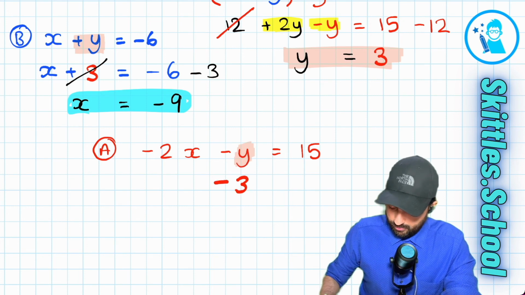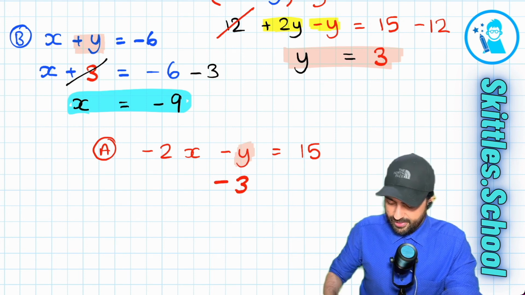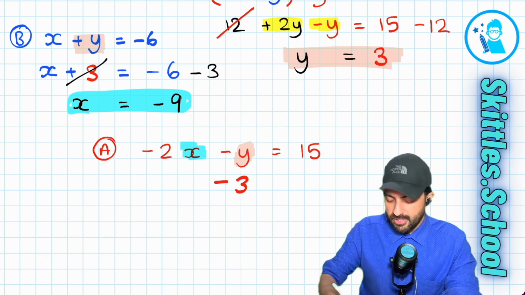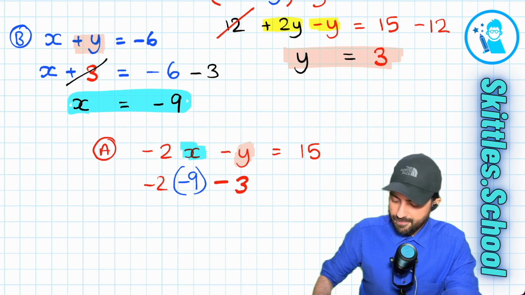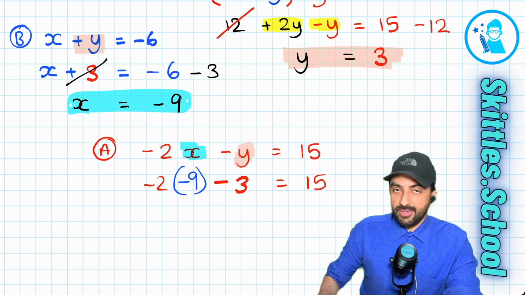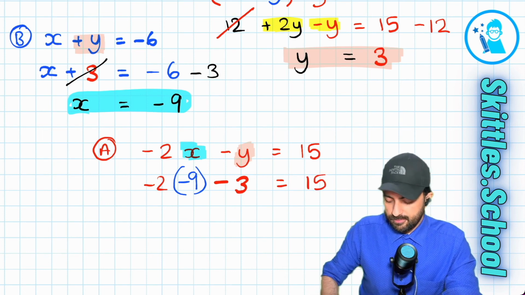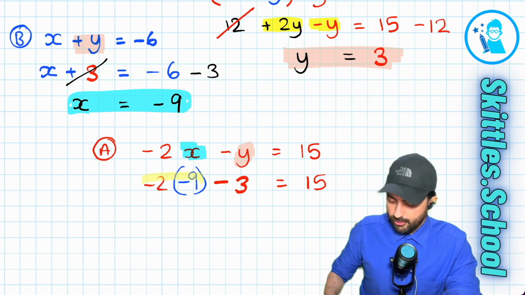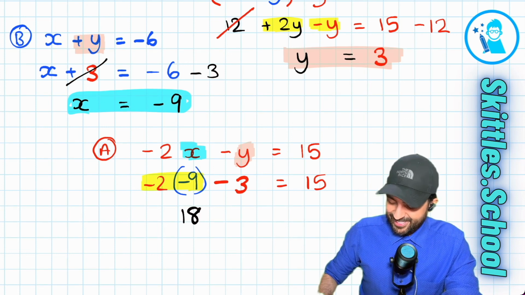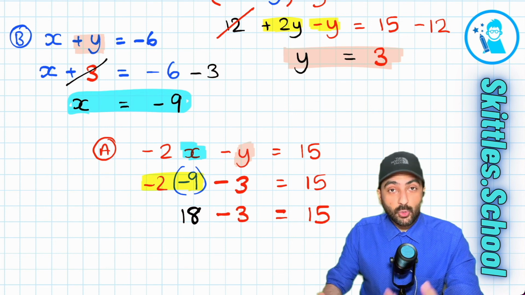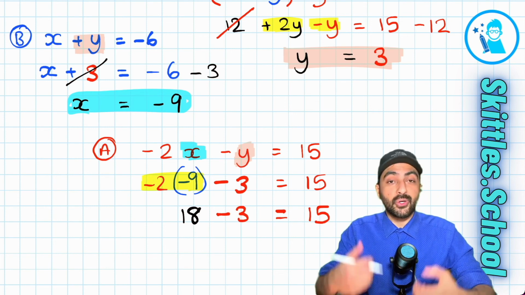We still have the minus symbol. We're also going to replace the x for -9 because that's what we worked out. Everything else is going to stay exactly the same. Now we can work this out. We can see if it's correct. So minus 2 times minus 9 is positive 18. And 18 subtract 3 equals 15. And it works. So we know we've got x and y correct.